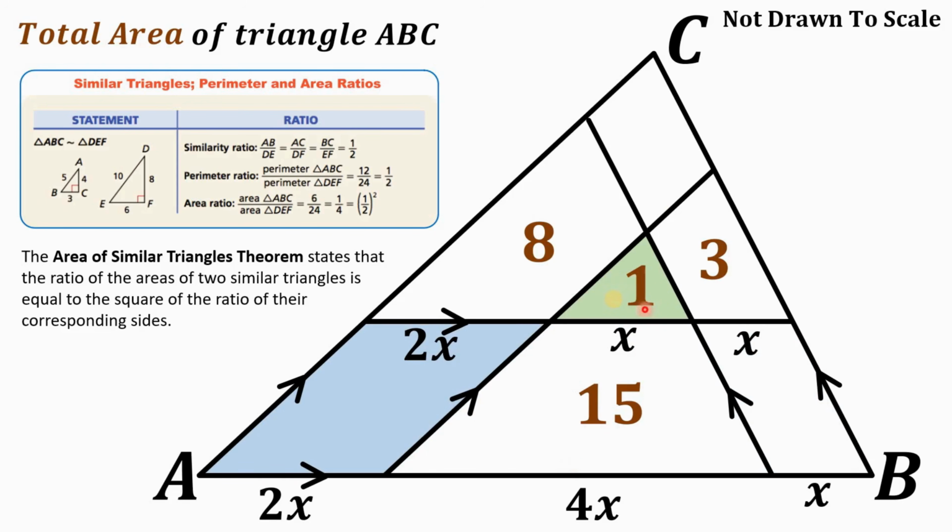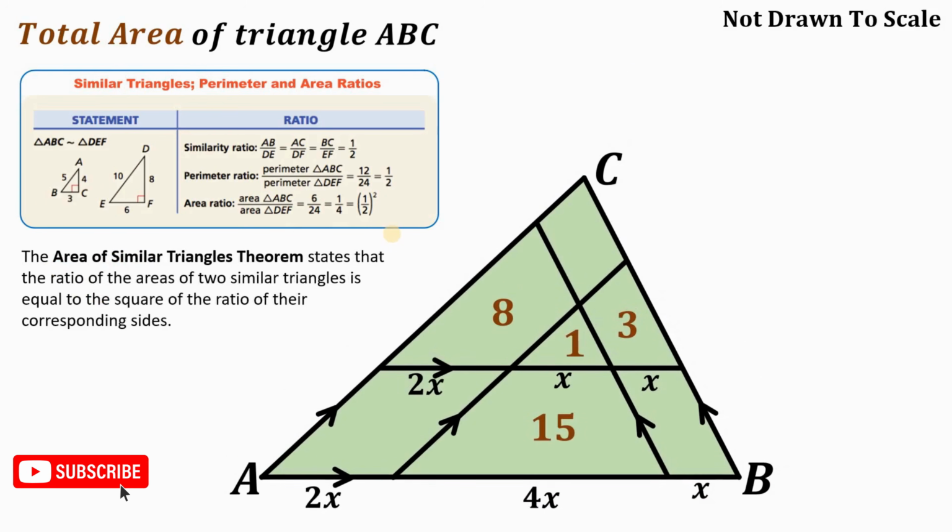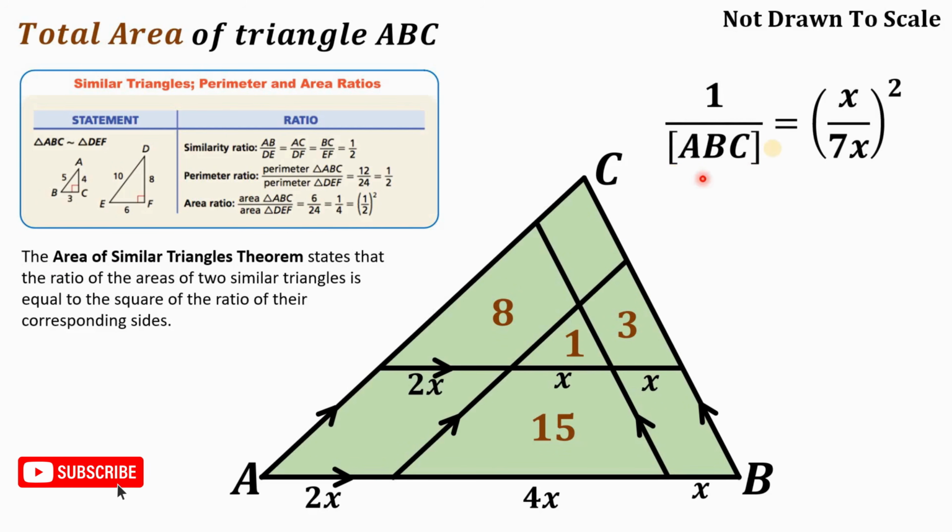Because take note, this small triangle is similar to the big triangle ABC. And the base is x, and the base of this big triangle is 2x plus 4x plus x, or simply equal to 7x. In short, we can use, again, the area of similar triangles theorem. So we have the area of the small triangle is 1 over the area of the whole triangle ABC equals the base is x of the small, and the base of the larger triangle is 7x raised to the power 2. Simplify, x and x cancel out.